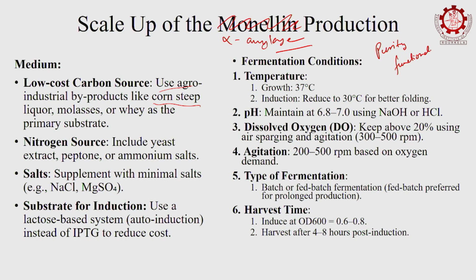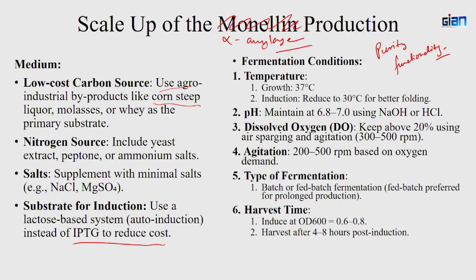Next is the salts, which are commonly supplied as sodium chloride and magnesium sulfate. For induction specifically, we will be using a lactose based system instead of IPTG. For fermentation conditions, initially we follow a growth temperature of almost 37 degrees Celsius, and during the induction period it is 30 degrees Celsius. IPTG is isopropyl beta D thiogalactopyranoside.